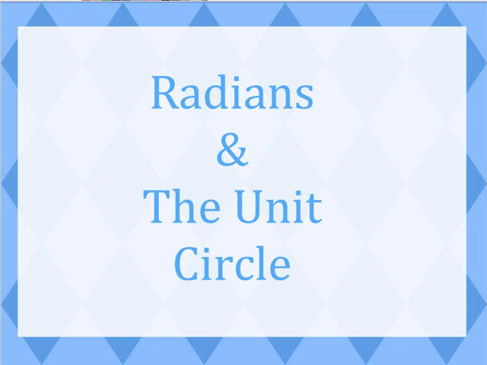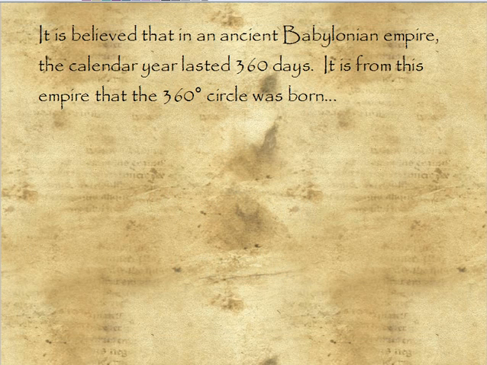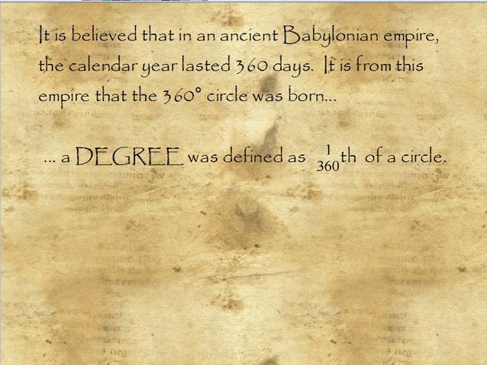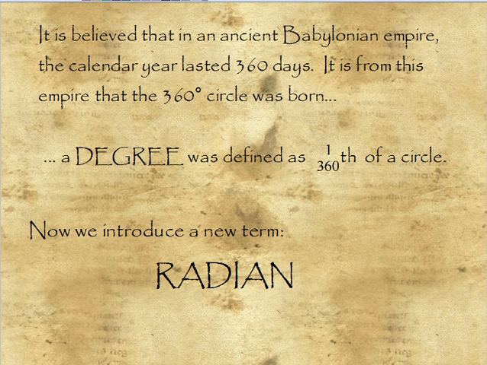So today we're going to introduce a new topic called radians. It is believed that in an ancient Babylonian empire, the calendar year lasted only 360 days. Since 360 was one full cycle in a year, it's from this empire that the 360 degrees circle was born. A degree then was defined as 1/360th of a circle. And today now we're going to introduce a new term, radian.